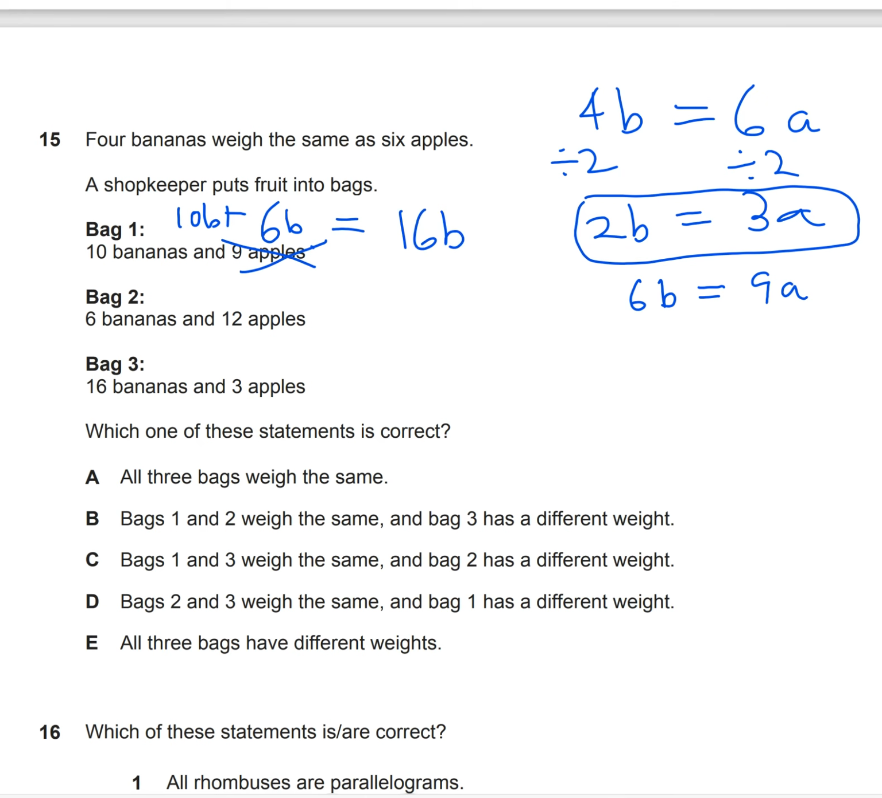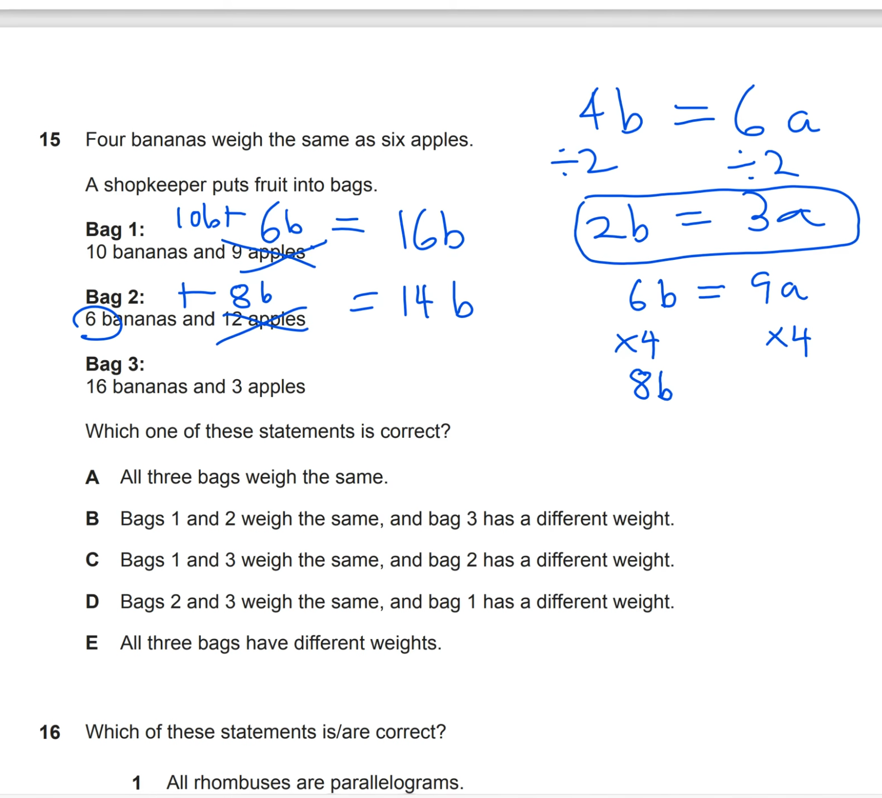Bag 2, 6 bananas and 12 apples. How many times of 3 apples is 12 apples? We have to times 4. Whatever we do to one side, we do to the other. We times 4, we get 8 bananas. So instead of 12 apples, we're going to write 8 bananas. 6 plus 8 is 14. And the last one, we just have 3 apples here.